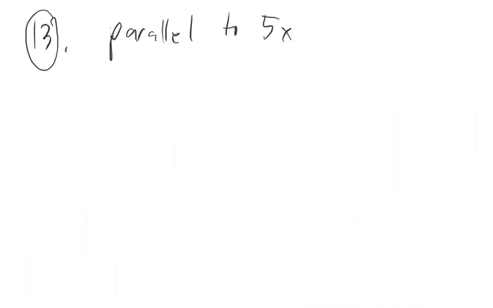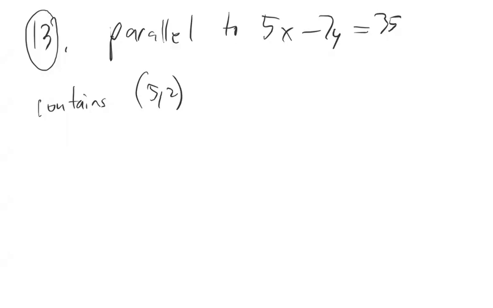So problem 13 says: find the line that's parallel to 5x minus 7y equals 35 and contains the point (5, 2). What parallel means in terms of an equation of a line is that the numbers in front of the letters can stay the exact same, because if they stay the same, then the line will be parallel.